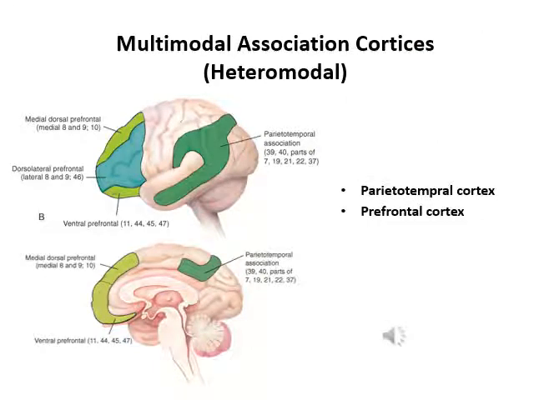Another type of association cortex is the multimodal association cortex, which can also be called heteromodal association cortex. You can see in this picture these green-blue areas. These areas include the parietal-temporal association cortex. And you have the dorsolateral prefrontal, medial dorsal prefrontal, and ventral prefrontal. So one area is on the frontal lobe, and the posterior association cortex is on the parietal and temporal lobe.